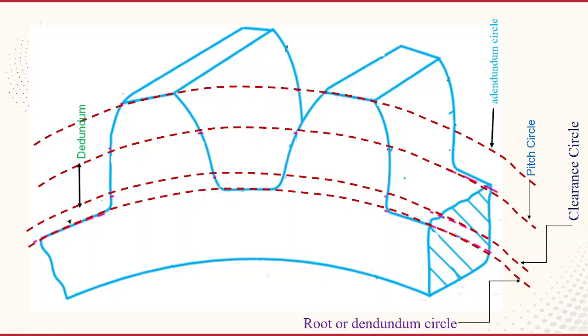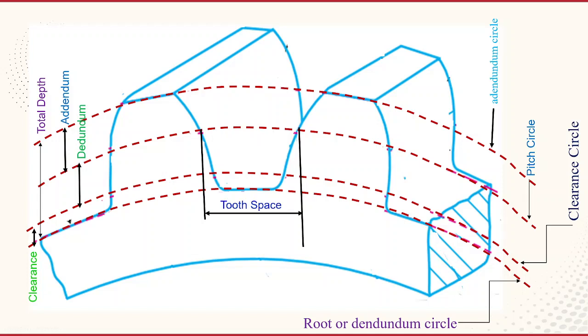So now the radial distance between the clearance circle and the pitch circle is known as dedendum. Similarly, the radial difference between the pitch circle and the addendum circle is known as addendum. The difference between the clearance circle and the root or dedendum circle is known as clearance. And from the dedendum circle to the addendum circle, the total distance is known as the total depth.